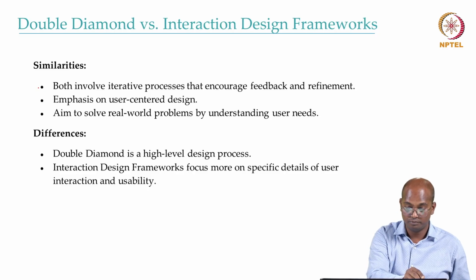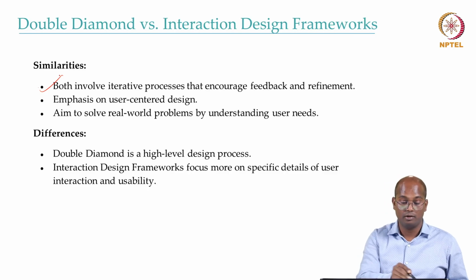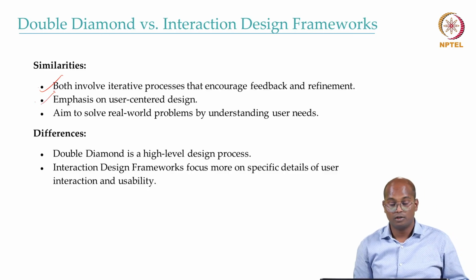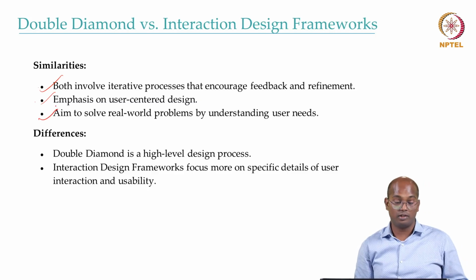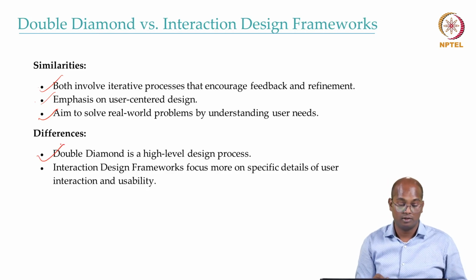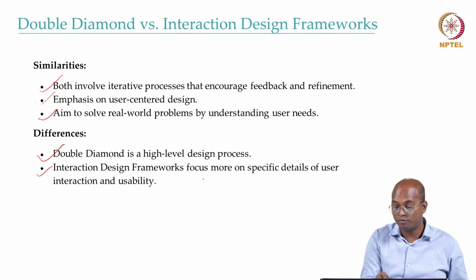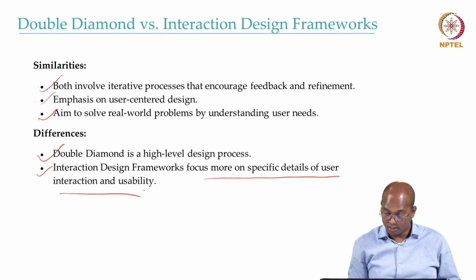So what are the similarities between the double diamond design process and the interaction design framework? Both involve an iterative process that encourages feedback and refinement. Both emphasize user-centered design and aim to solve real-world problems by understanding user needs. A slight difference is that the double diamond is a more high-level design process, whereas the interaction design framework focuses more on specific details of user interaction and usability.